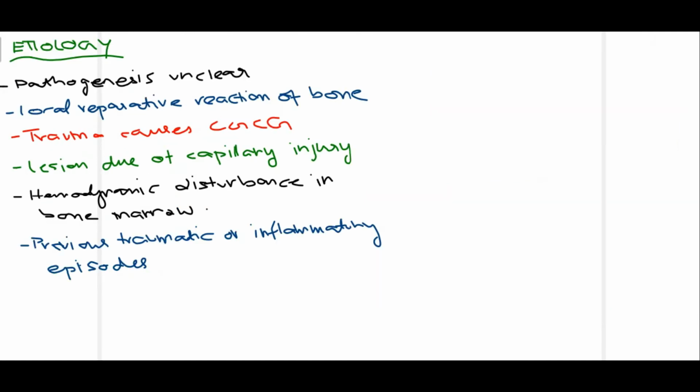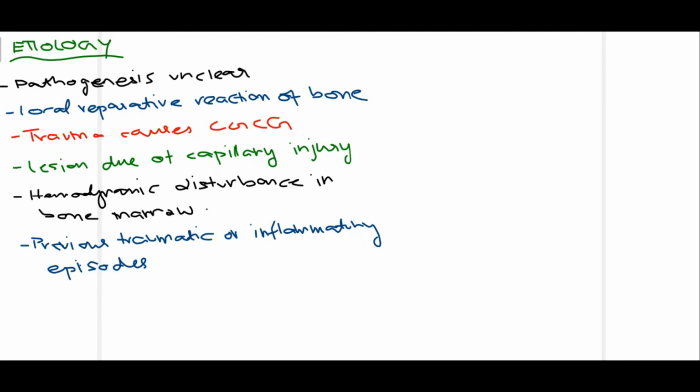Now moving on towards the etiology that leads to formation of central giant cell granuloma, the pathogenesis is mostly unclear, but there are several theories that have been suggested. We'll talk about it one by one. Firstly, there is local reparative reaction of bone. There is some bone formation that is going on, there is bone being repaired, and in that process it might lead to formation of this pathology. That is one theory. The next theory is that there might be some trauma that leads to formation of this pathology. For example, there is some road traffic accident.